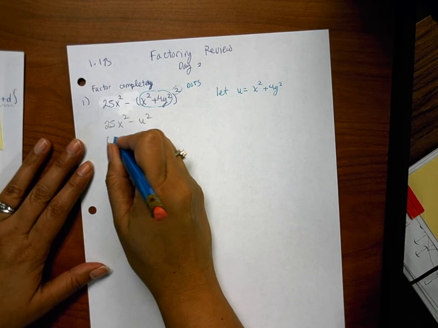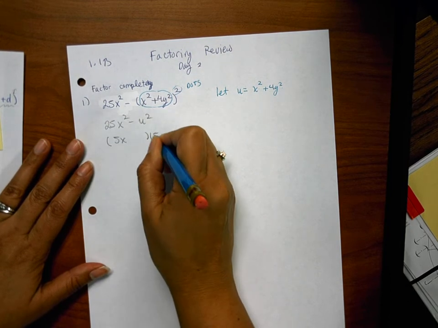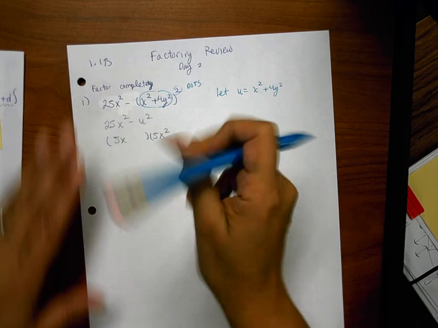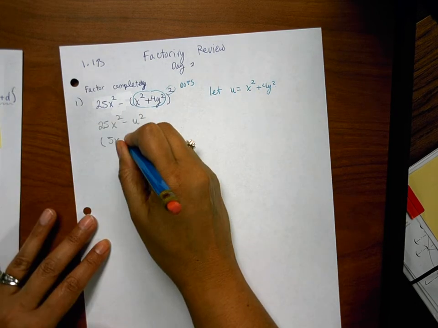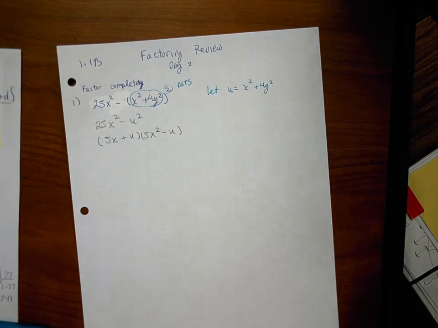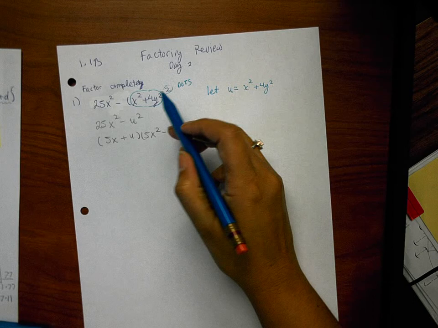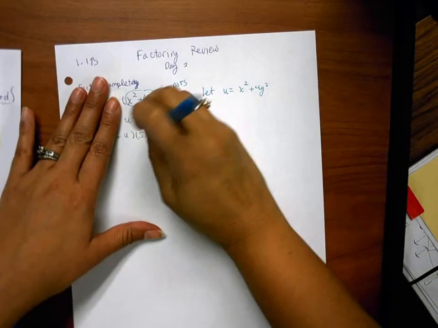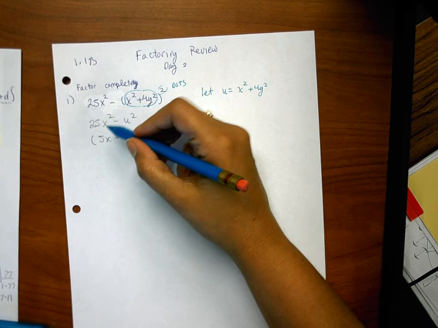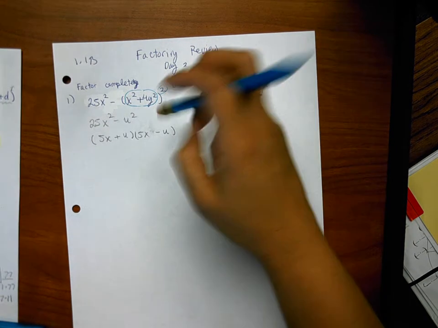I see it now. Okay, 5x times 5x is 25x squared, minus u, or plus u, and then minus u. 5x plus u and 5x minus u. I don't know if I said it wrong, but 5x and 5x, because 5x times 5x is 25x squared.